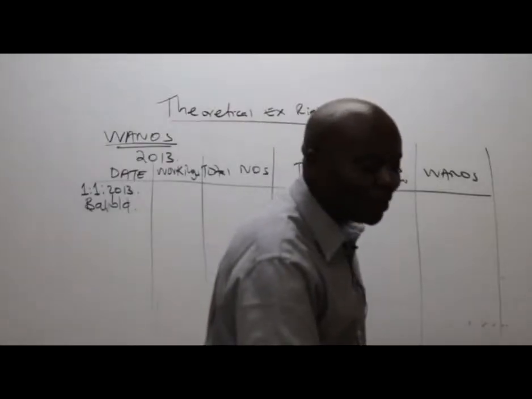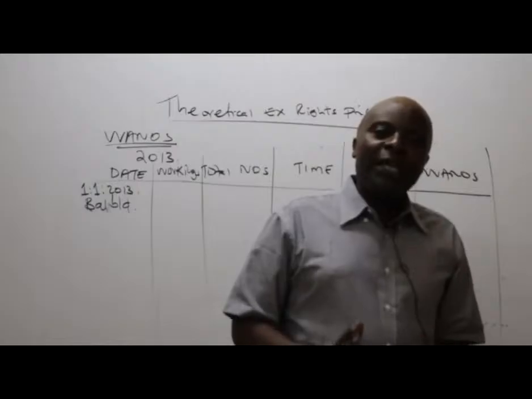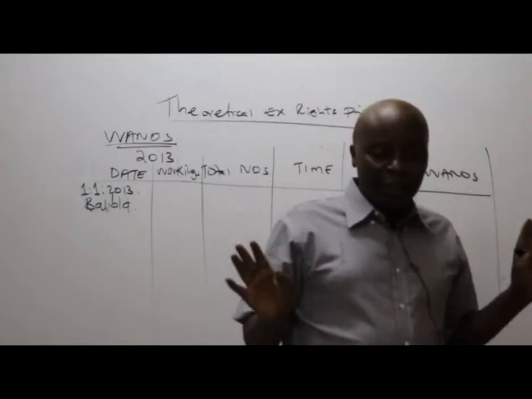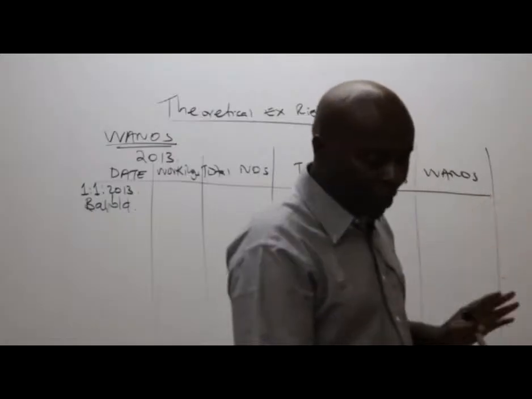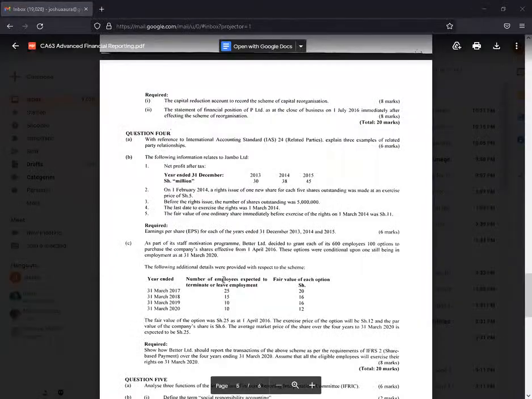Remember, do not start looking for preference shares here. This is about one-os. This is about the number of ordinary shares. We don't capture any other shares here. In number of ordinary shares. So 2013, ladies and gentlemen, this is what we have.